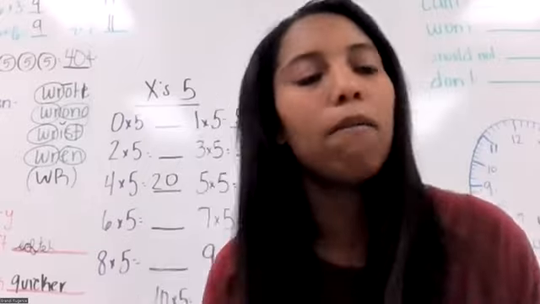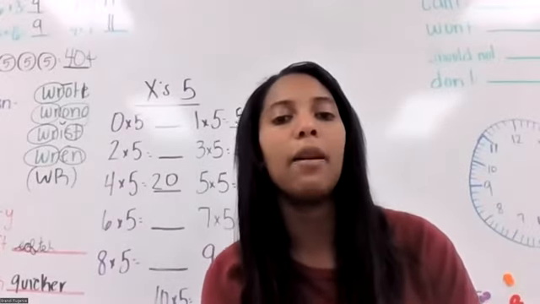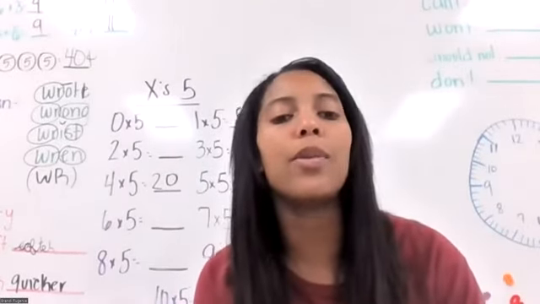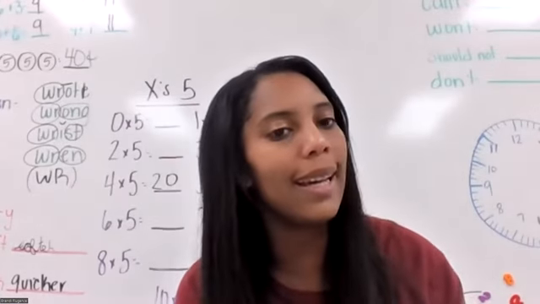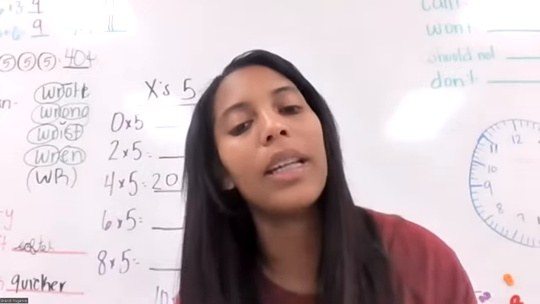Okay, we have D. 2 times 5. So that means 2 groups of 5. So let's count it. 5, 10. So 2 times 5 would be 10.